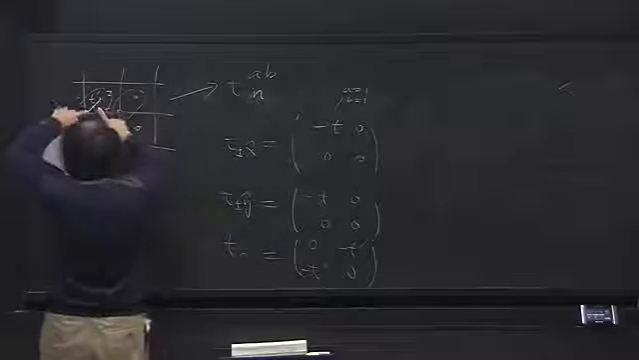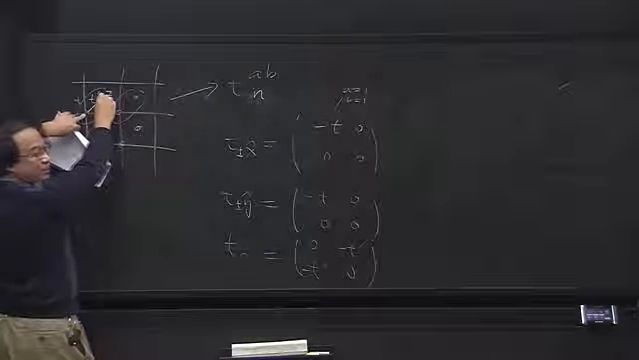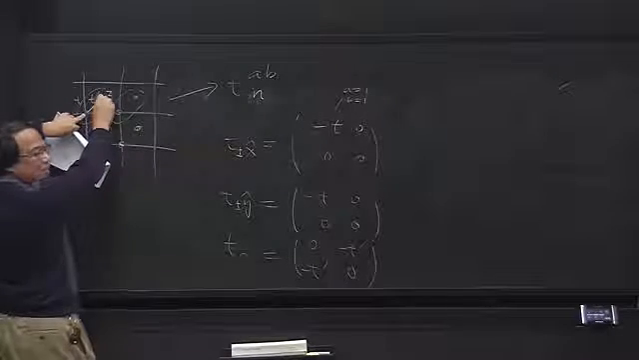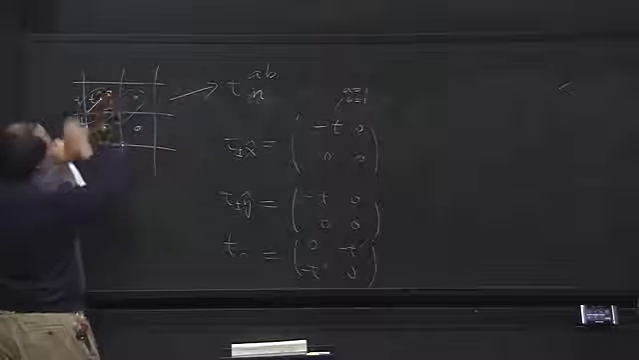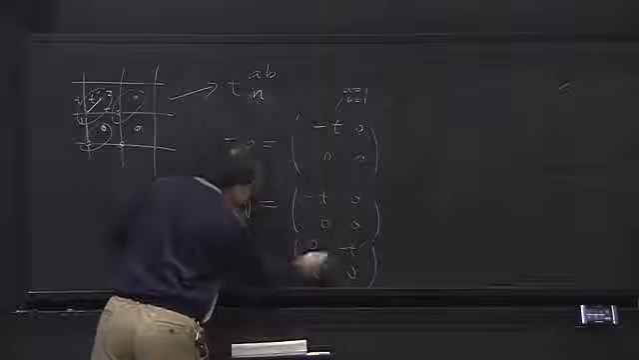But t prime, what is t prime? t prime is hopping from 1 to 2, but within the one unit cell. You can see the unit cell label doesn't change. It's within one unit cell. And so that's T0, this.